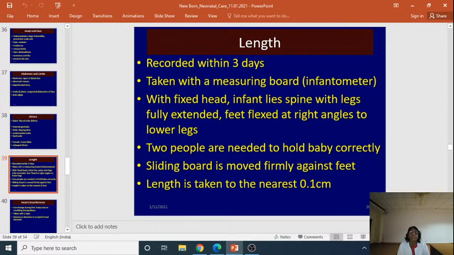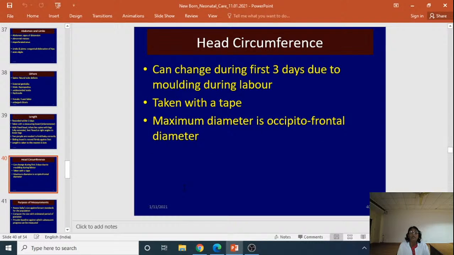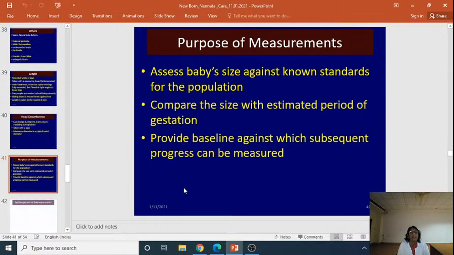They usually measure from head to toe, and this is done by the pediatrician, and which you will be learning in pediatrics. Coming to head circumference, it is also done during the first 3 days due to molding of the head during labor, and it is usually done by the tape, and the maximum diameter which is measured is the occipitofrontal diameter.